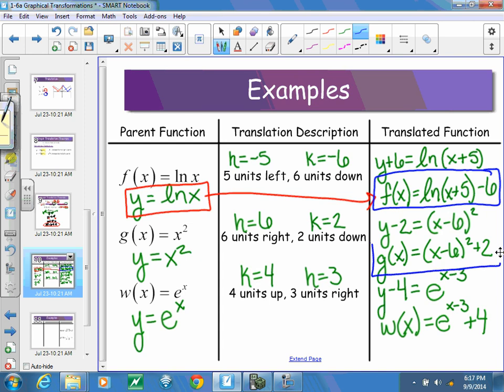If any of these did not make sense, I suggest that you go back and watch the video again, so that you're able to see what's happening with that graph translation theorem.